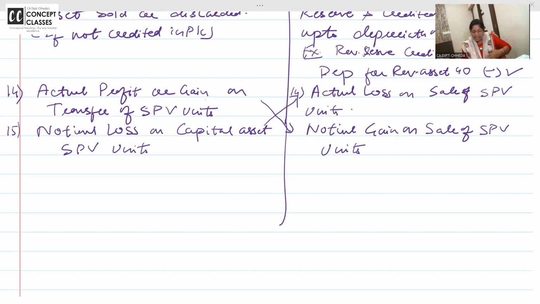SPV's full form is Special Purpose Vehicle Units. I will teach you the detail in the next topic, next week, business trust. It's like a unit of measure, like kgs and liters. If you buy the shares of a company, you become the owner, the shareholder. If you give a loan to the company, you become a debenture holder. In the same way, units, like mutual fund units. So, special purpose vehicle units. Actual profit, add it. Notional profit, deduct it. Actual loss, deduct it. Notional loss, add back.